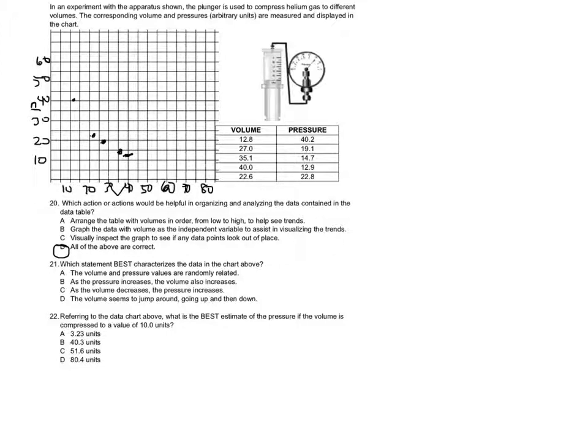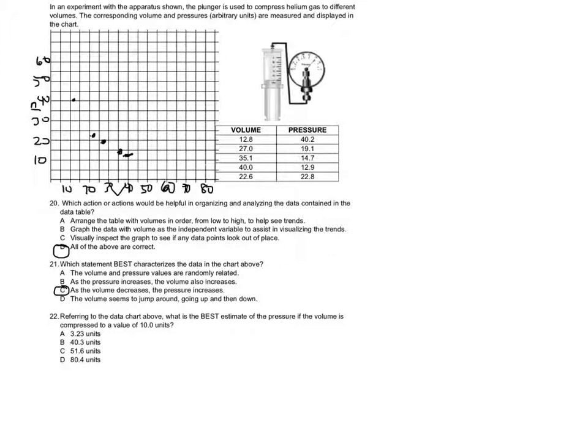Best characterizes the data in the chart above. All right, well, we know that this is pressure and volume, so even if you didn't do the graph, or even if you couldn't see from the numbers that the pressure is going down as the volume is going up, you should remember that pressure and volume is Boyle's law, which means that they're inversely related. So as we look at our volume, if it decreases, the pressure increases, or vice versa. As the volume increases, the pressure decreases. So that is answer choice C.